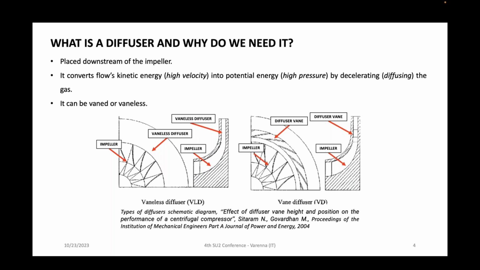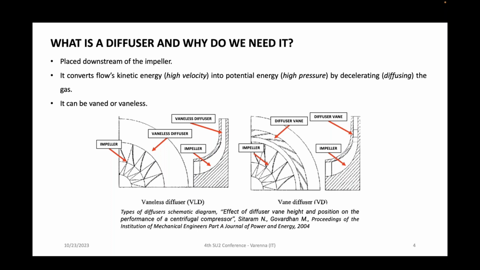This is vaneless, this is vaned. Basically, there's what we call in a very common way a blade in it, but it's not definitely a blade, it's a vane. It's more correct to call it that way. And like I said, it converts the flow's kinetic energy, by diffusing the flow, into potential energy, and so high pressure. The difference basically between vaneless and vaned diffuser is that we can increase the efficiency and the static pressure at the outlet with our vaned diffuser.